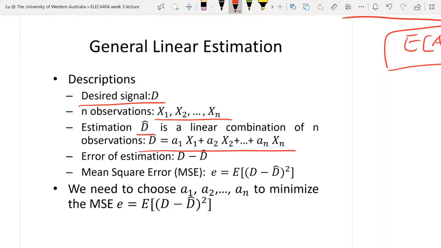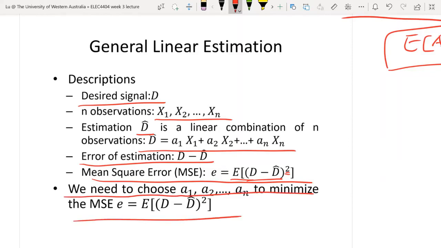The difference between the desired signal d and the estimation is the estimation error, d minus d hat. And the mean square error is equal to, that's easy for you, so square the error and then calculate the mean value, or the expectation, of it. So our target in this case is, of course, to design this estimator. But this estimator is fully described by the combination of all the A1, A2, A3 until AN, the group of the coefficients. So we need to choose this group of coefficients to minimize the mean square error.